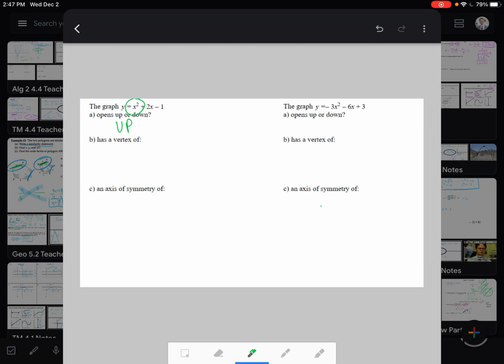Next, a vertex, we use that same formula. So the x term of the vertex is -b over 2a. Well, a equals 1, b equals 2. So again, 1 and 2. Plug those in, we would get -2 on top over 2 times 1 or 2 on the bottom, or just -1.